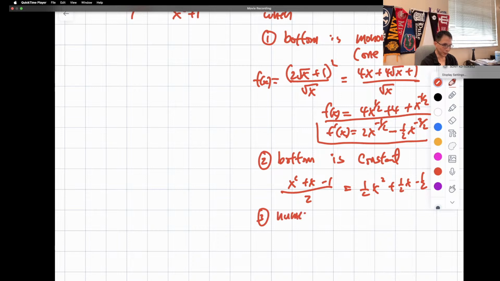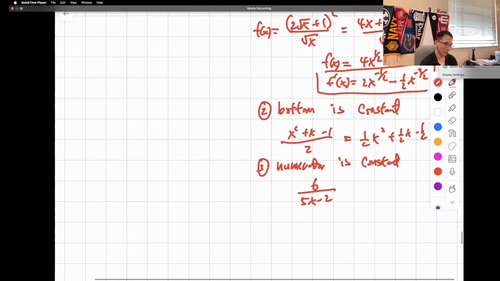If the numerator is a constant, you should avoid quotient rule. So let's say 5x minus 2, like this. You should avoid quotient rule as well. But we haven't talked about the rule for this; it's going to be chain rule. The numerator is a constant, so the numerator is a number. You should avoid quotient rule.